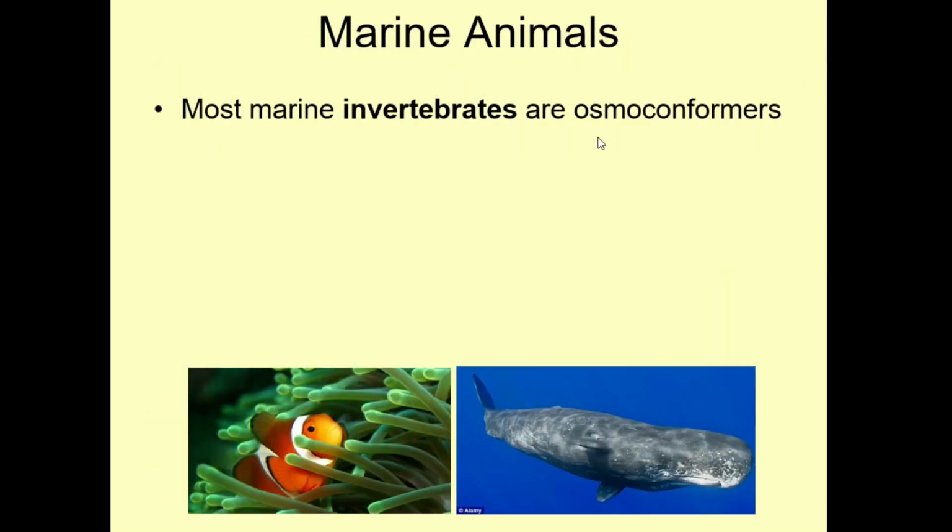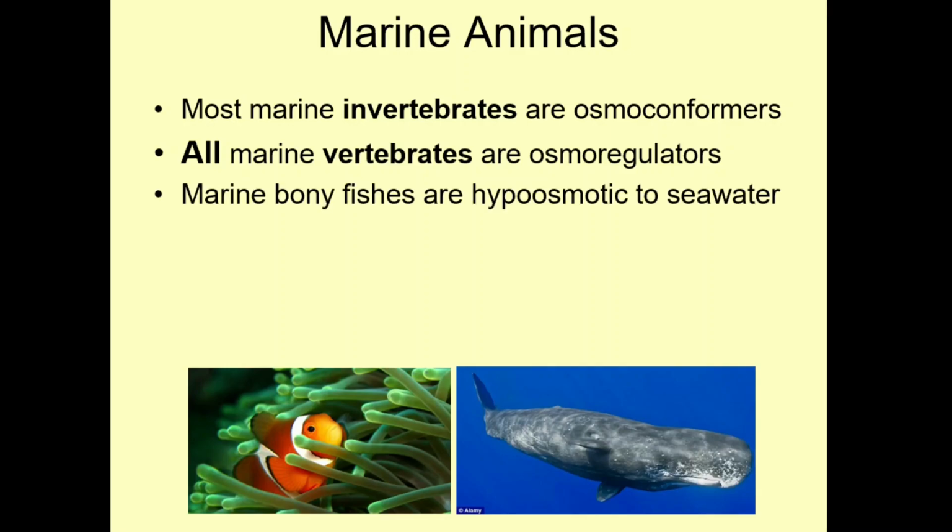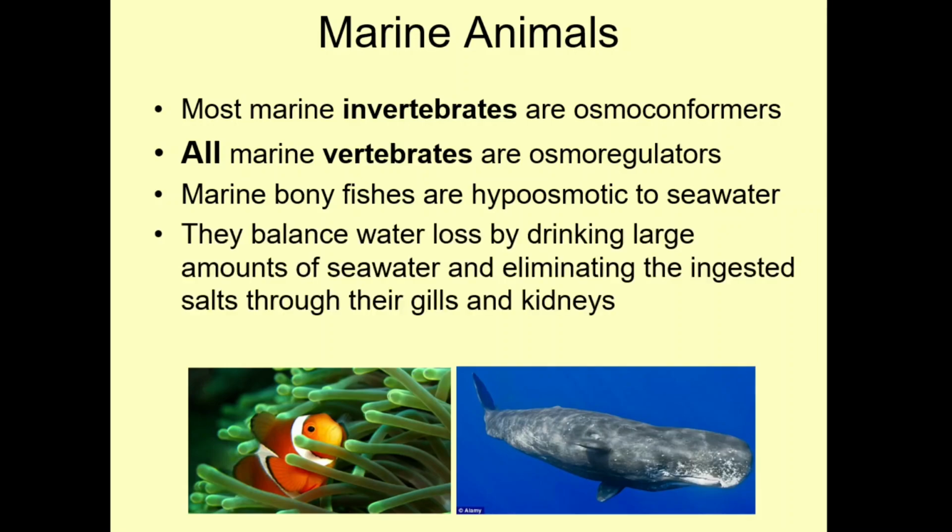So let's start by discussing marine animals then. And as we talked about previously, most marine invertebrates are osmoconformers, so they don't invest any energy in osmoregulating. However, all marine vertebrates are osmoregulators, so they need to invest quite a considerable amount of energy in maintaining a different osmolarity internally to the seawater they're living in. And this is because marine bony fish are hypoosmotic to seawater, so that means their internal solute concentration is lower than seawater.